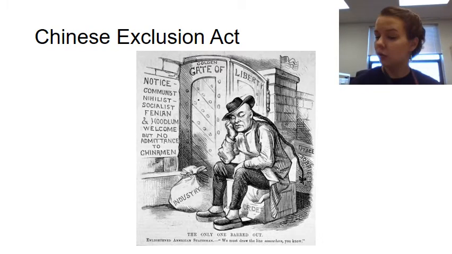lower ranks of society. So if you're just a worker or laborer or something like that, you're not going to be allowed to enter the United States. So we only let in the top of society: doctors, lawyers, things like that. And this isn't repealed until 1943, just to put that in perspective.